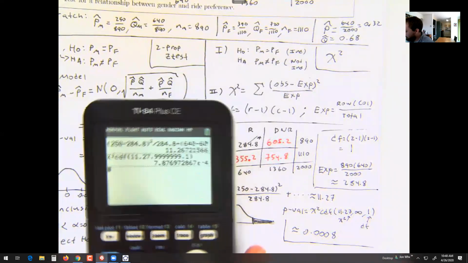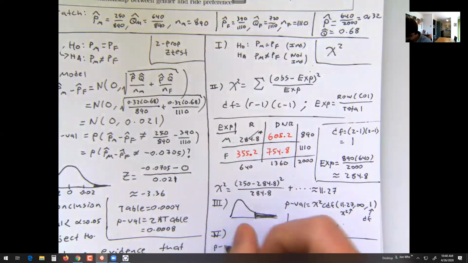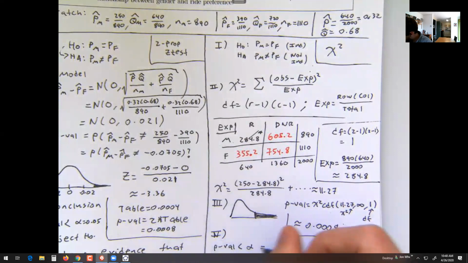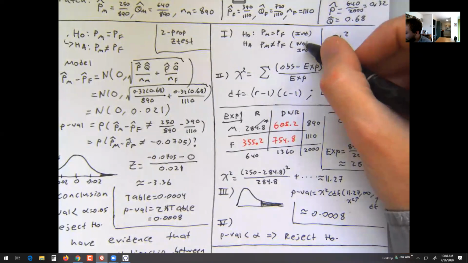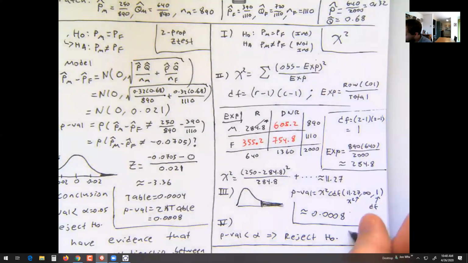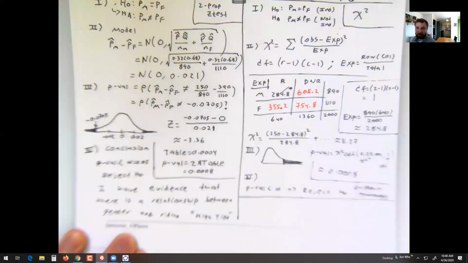This is a really small p-value. If my p-value is low, then the null must go. I would reject the null hypothesis. If I'm rejecting the null hypothesis, this means I have evidence that they're not independent. I have evidence that there is a relationship. This is exactly the same conclusion I got before when I did this using this two-proportion z-test.